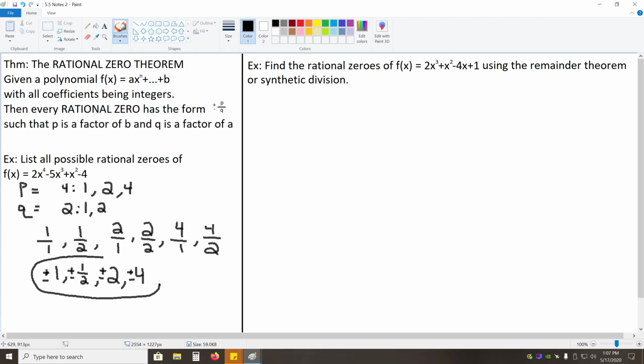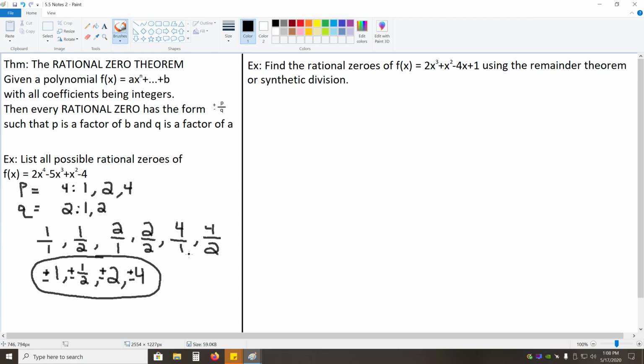And these 8 values are the only values that we would need to check to see if they factor the original polynomial we started with. These are the only integers and rational numbers that could possibly factor 2x to the fourth minus 5x cubed plus x squared minus 4. The only other possibilities would be imaginary numbers or real numbers like pi or the square root of 2. Any other whole number or integer or rational number you can think of, like 5 over 7, they cannot work. This theorem says these are the only 8 that you would ever need to check.